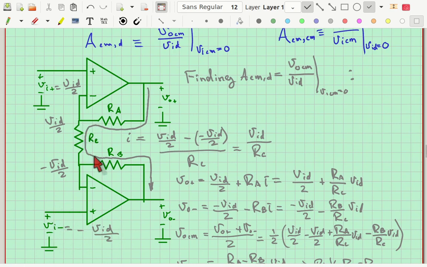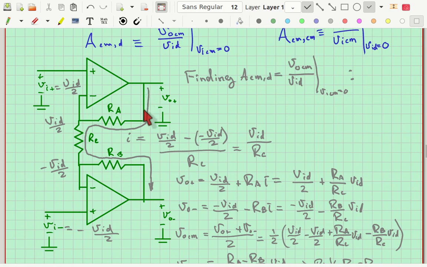I still have I coming down through RC, and the only difference between this one and the last one is I need to get the output common mode voltage. The best way to do that is to solve for V out plus, then solve for V out minus, and then average those two, because that's the common mode output voltage.